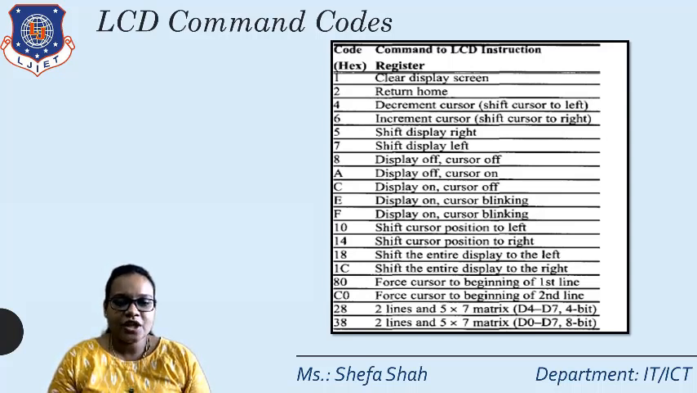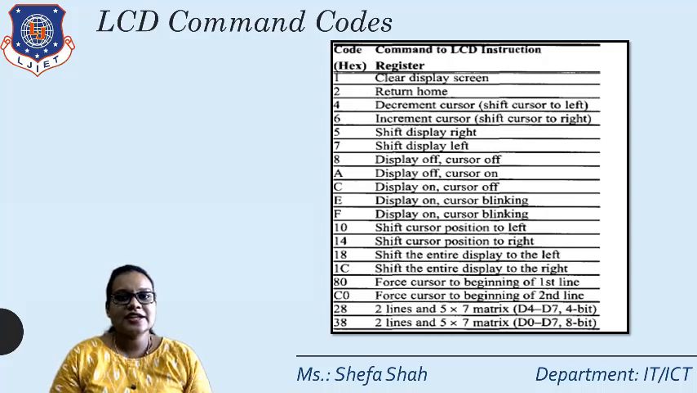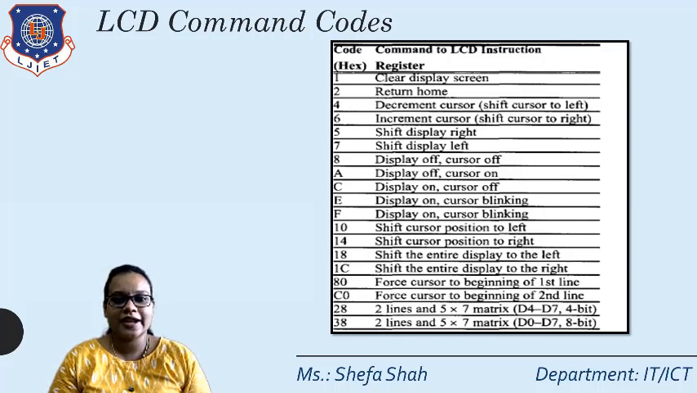Code 1 is used for clear display screen, then code 2 is return home, then 4 is decrement cursor, that is shift the cursor to left, then 6 is increment cursor, that is shift cursor to right, then 5 is shift display right, 7 is shift display left, and similarly A and C stand for display on cursor on and display on cursor off. Then E is display on cursor blinking, F is display on cursor blinking.